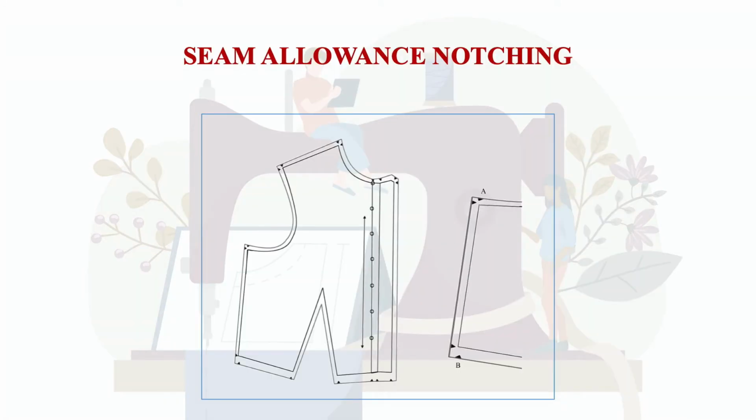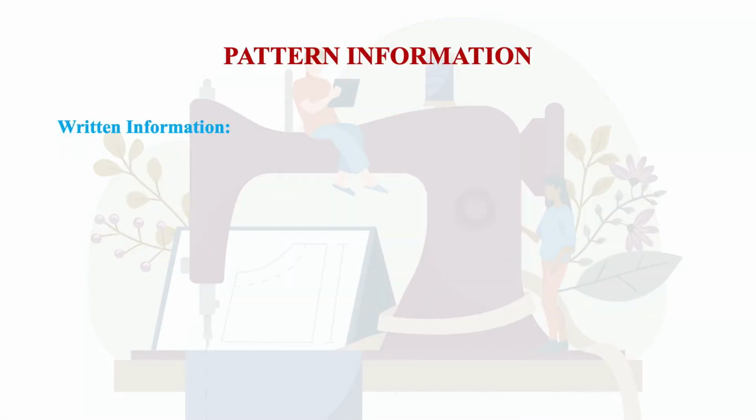So first we will talk about the written information. What important information is required to be written on a pattern, so that the person who is using that particular pattern can understand it easily and construct a garment. First is the name of the garment, like what we are preparing. If we are preparing a pant or a skirt, we have to write the name of that particular garment. The name should be mentioned on the pattern information.